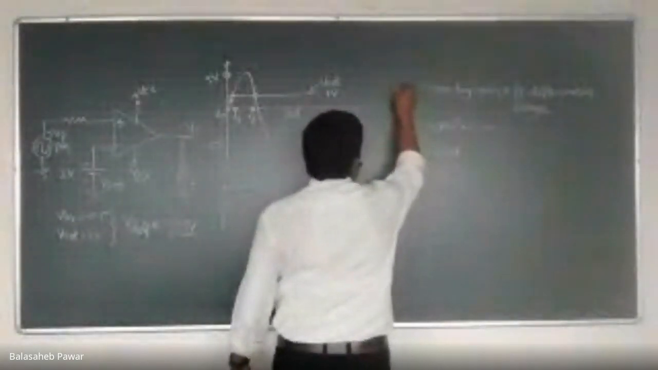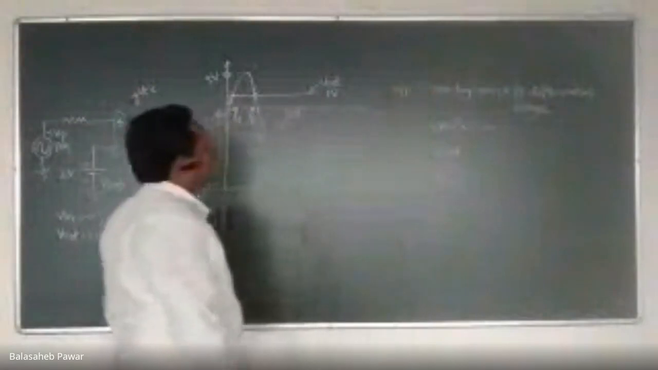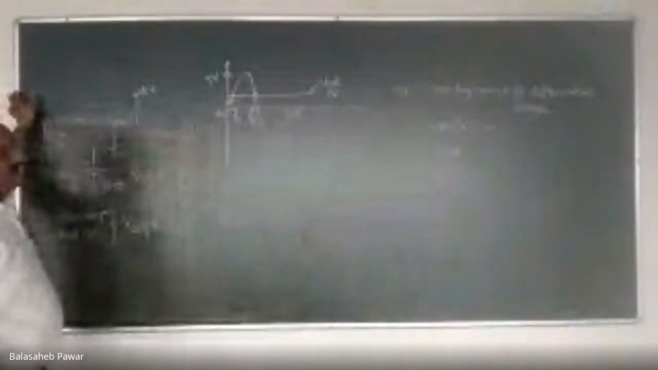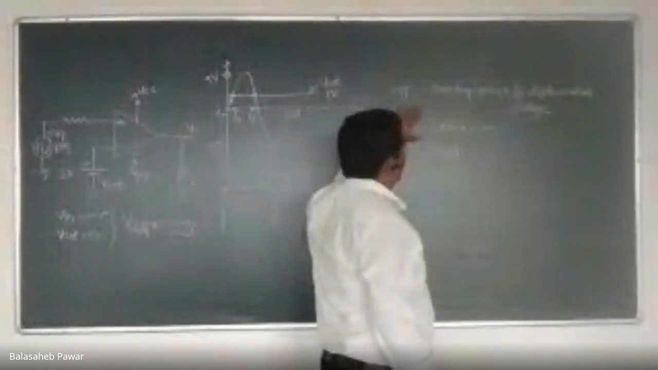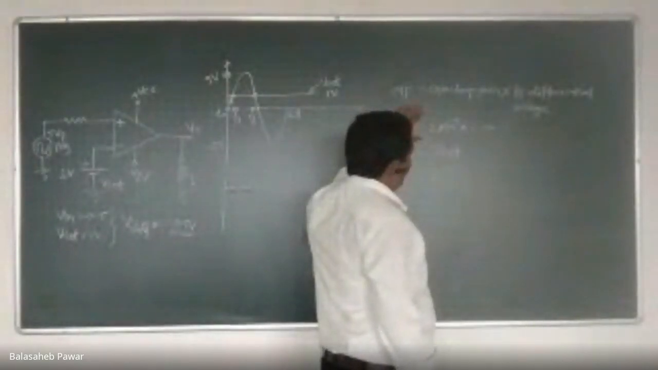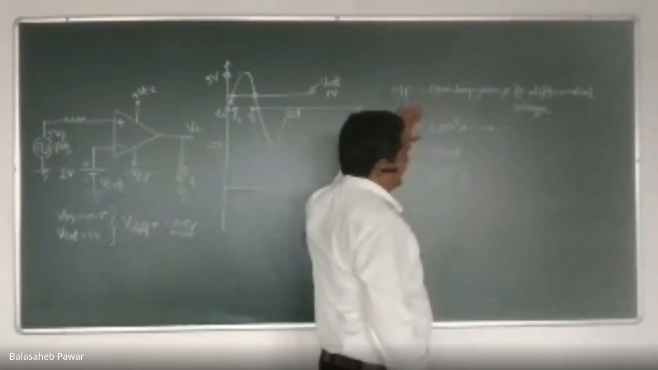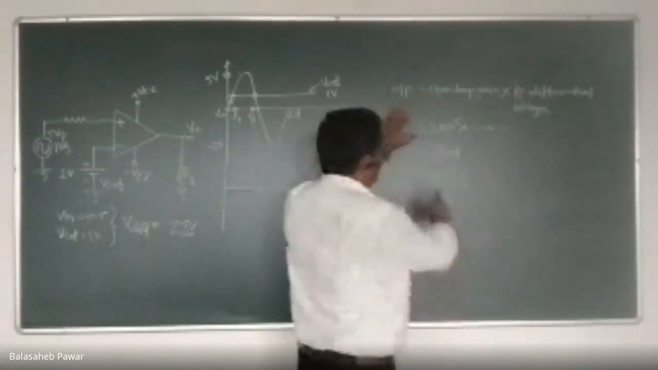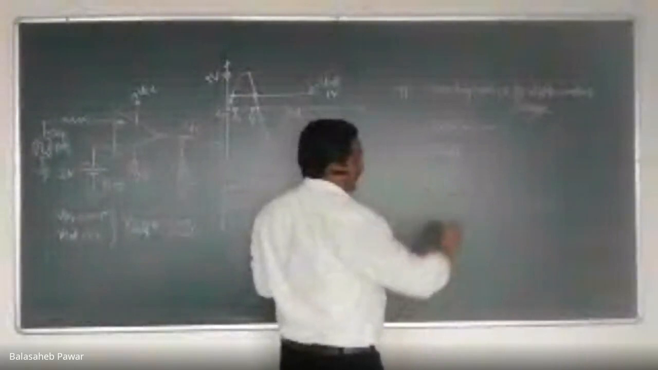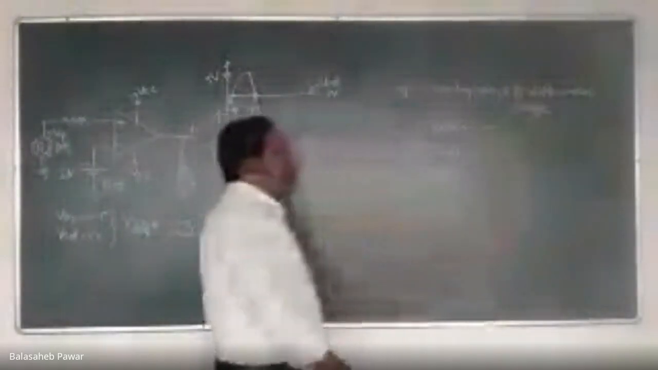will be the open loop gain times the input differential voltage. If that 741 is considered to have an open loop gain of 2 into 10 raised to 5, it will be 2 into 10 raised to 5 into 0.5, the differential voltage. So it will become 1 into 10 raised to 5. So the obtained output voltage will be 1 into 10 raised to 5.